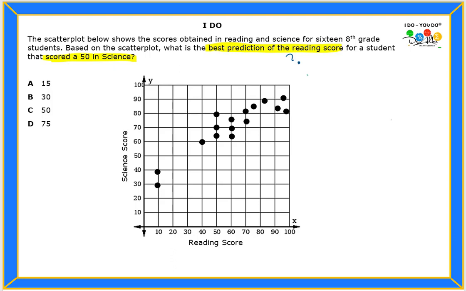If you look at the scatter plot, science is right here on the y values. So that's the first thing you need to check for. And the score that the student got in science is a 50, which is right here. So that's what I'm looking for, the reading score of a student who got a 50 in science.